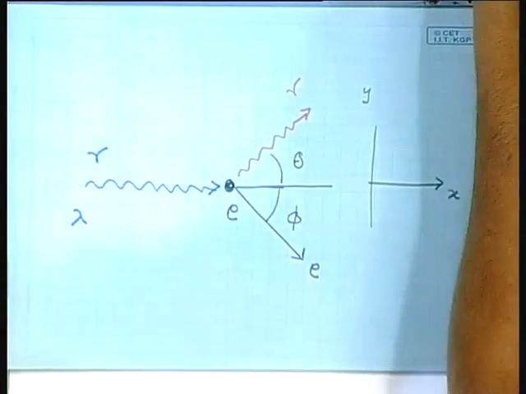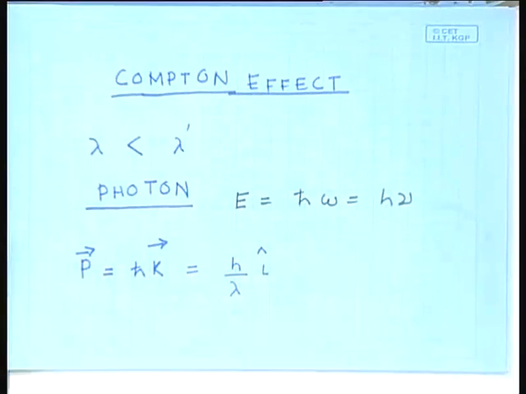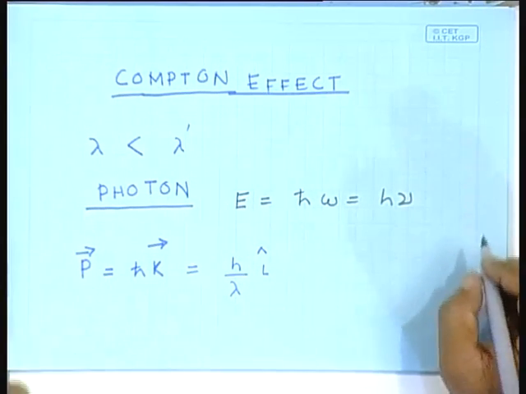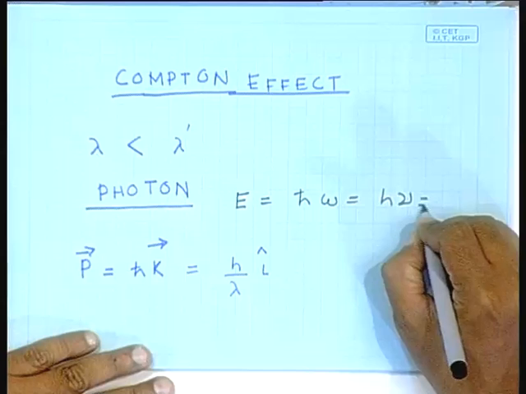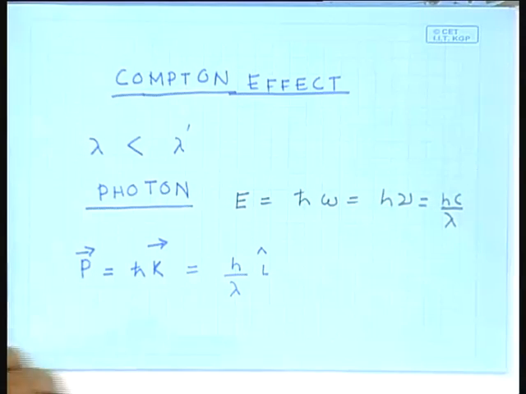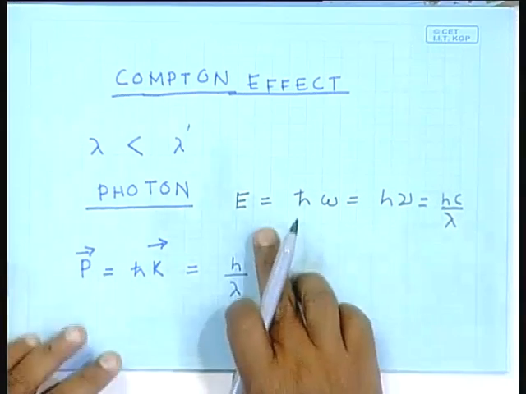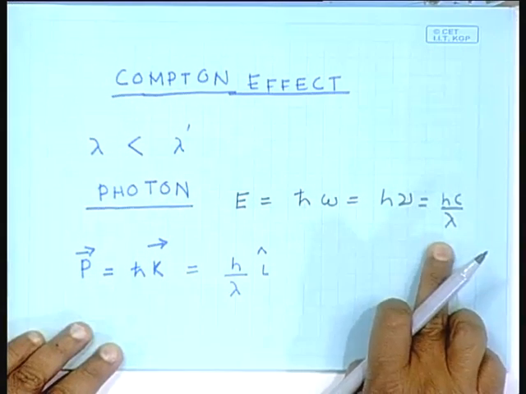Now, the energy of this photon is related to the wavelength. We could write this in terms of the wavelength as hc by lambda. So, energy is inversely related to the wavelength. So, if the energy goes down, the wavelength has to go up.